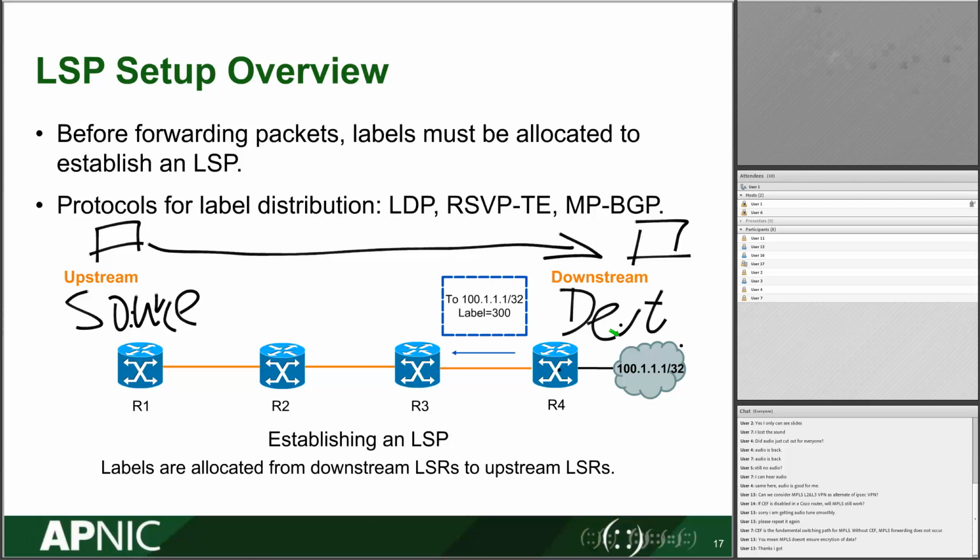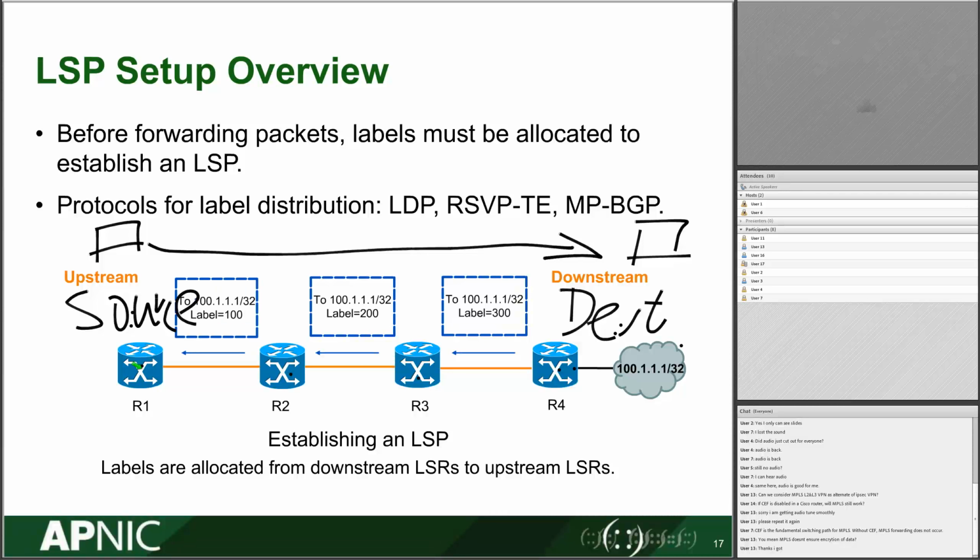So from source to destination, you need to use labels. And where is the label from? The label is allocated from downstream to upstream. So R4 will allocate a label and send it to R3. And R3 will allocate a label to R2, 200. And R2 will allocate a label to R1, label 100. There are also some sequence requirements on how to allocate labels, but here I only show you the direction is from downstream to upstream. So this is the path along which the labels have been allocated.